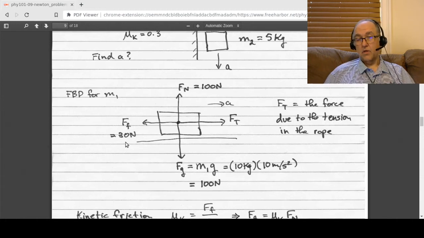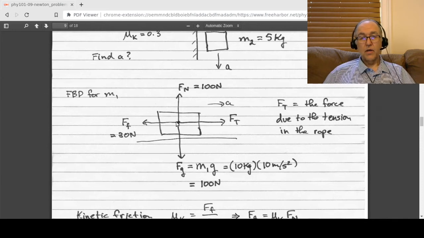So Ff is 30 newtons. Great, so we've actually got three of the forces. And then you say, well, is there another force? And the answer is yes. It's the string, and it's a tension force. A tension is a force through a string.